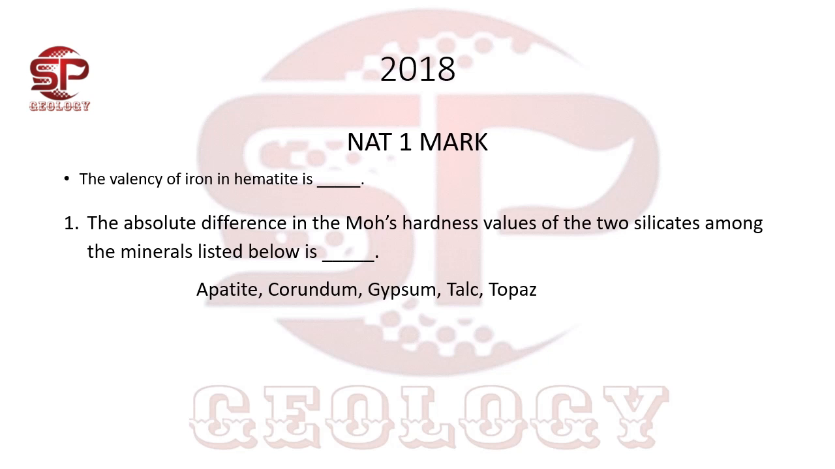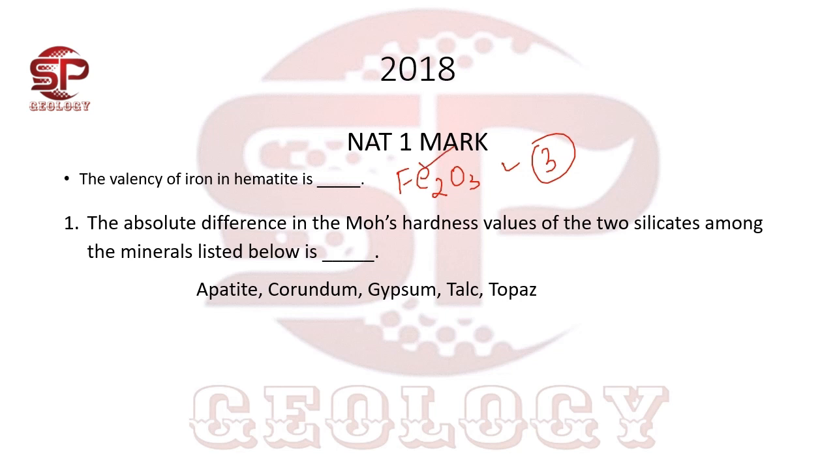2018 NAT, one more question. So the valency of iron in hematite. Hematite has the formula Fe2O3. So here the valency of iron is 3, so it is ferric iron.